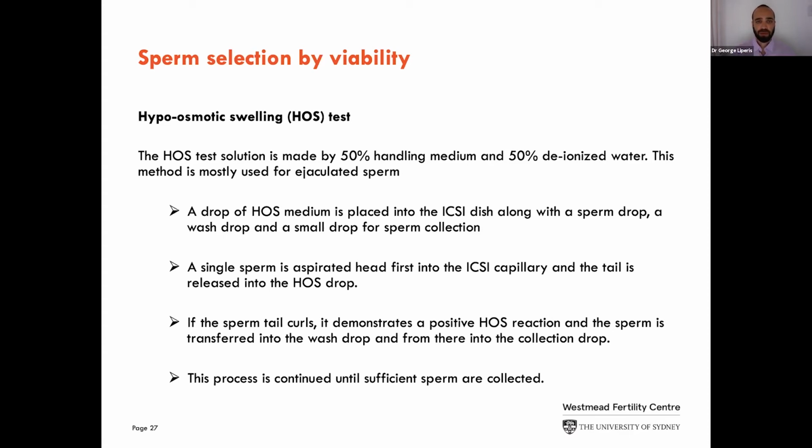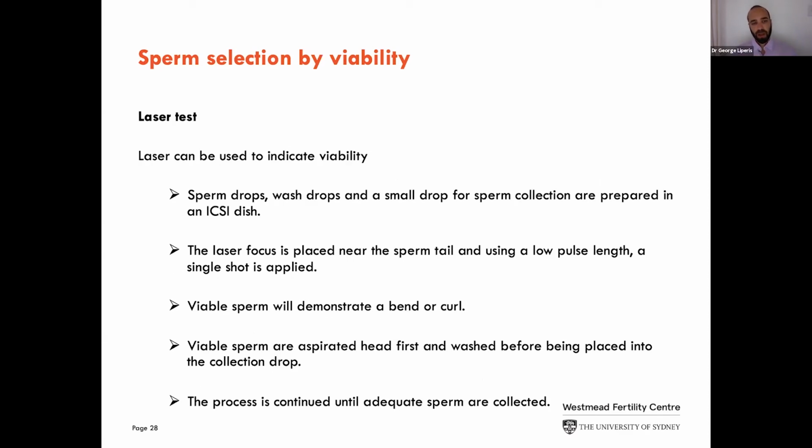And this is mostly used for ejaculated sperm. We have a drop of host medium placed into the ICSI dish along with a sperm drop, a wash drop, and a small drop for sperm collection. And the single sperm is being aspirated through the ICSI needle, and then the tail released into the host drop. So if the sperm tail curls, that demonstrates the positive host reaction, and therefore that sperm can be used for downstream applications. The laser test can also be used in a similar manner.